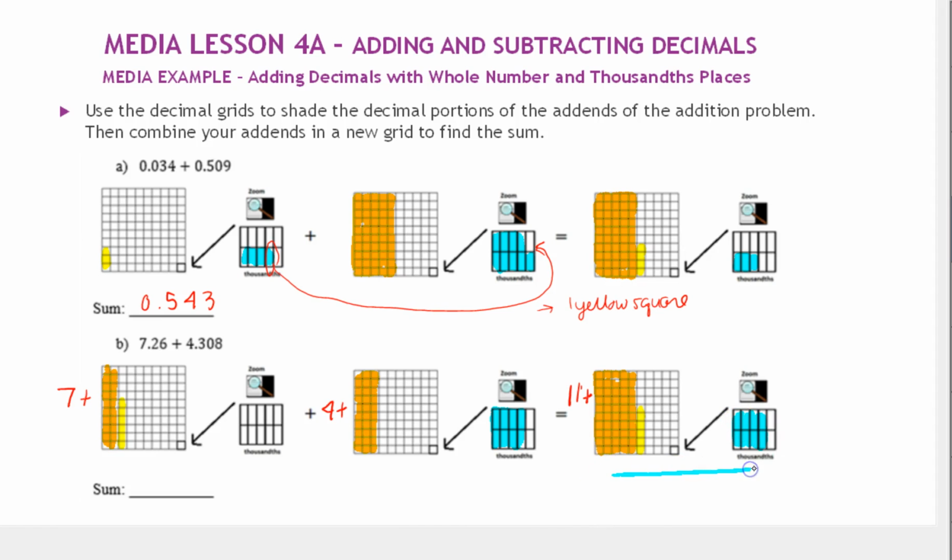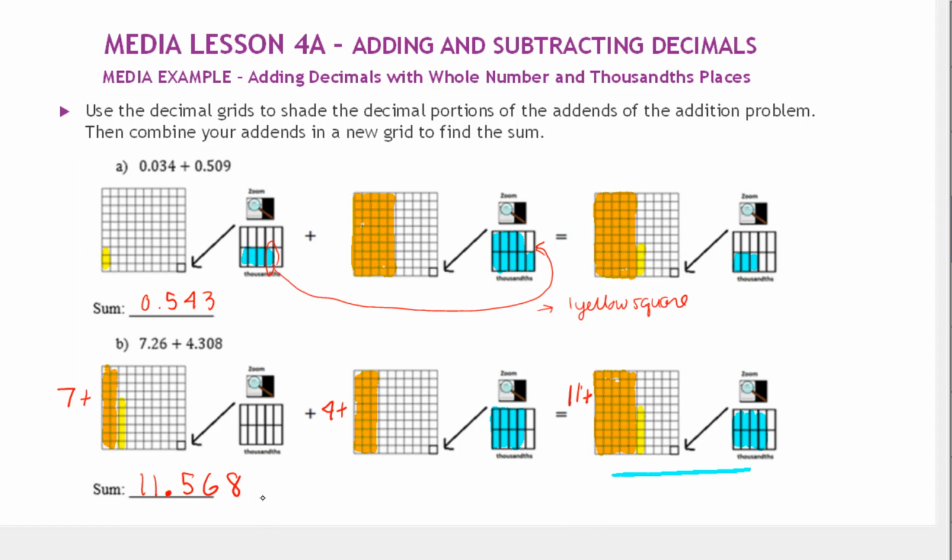So this represents our sum. And we have 11, and we'll put point, and now the decimal fraction. So this is 5/10. We have 1, 2, 3, 4, 5, 6 hundredths, or 6 yellow squares, and 8 thousandths. So the sum is 11.568, or 11 and 568 thousandths.